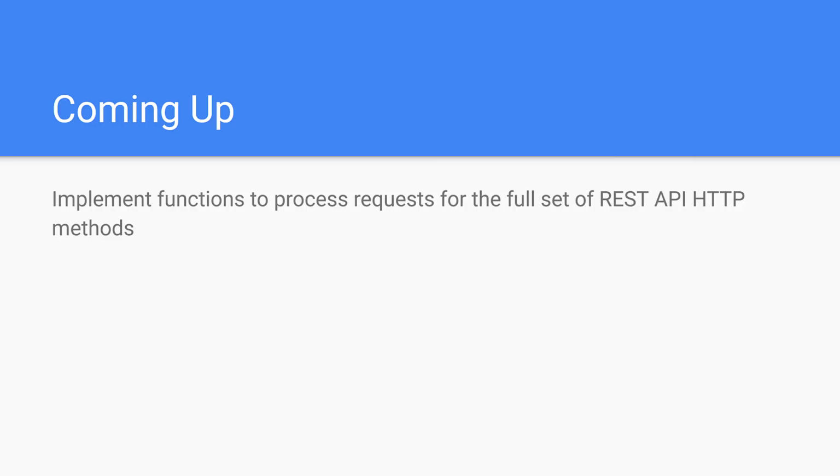In the next video, we'll see how to build a complete REST API. The API will implement functions to respond to each of the HTTP methods: get, post, put, and delete. And you'll see how FastAPI makes use of modern Python development features.